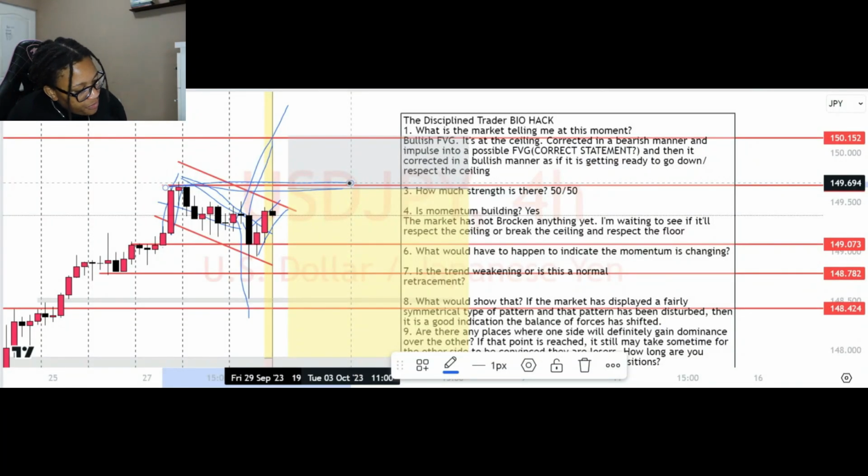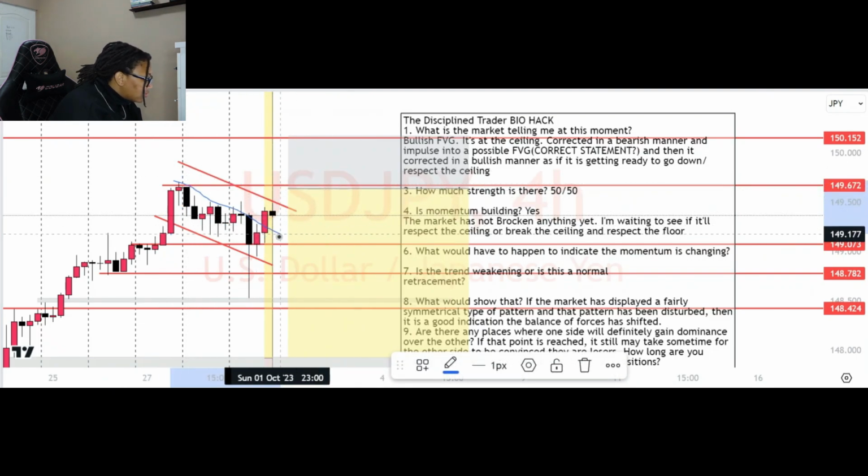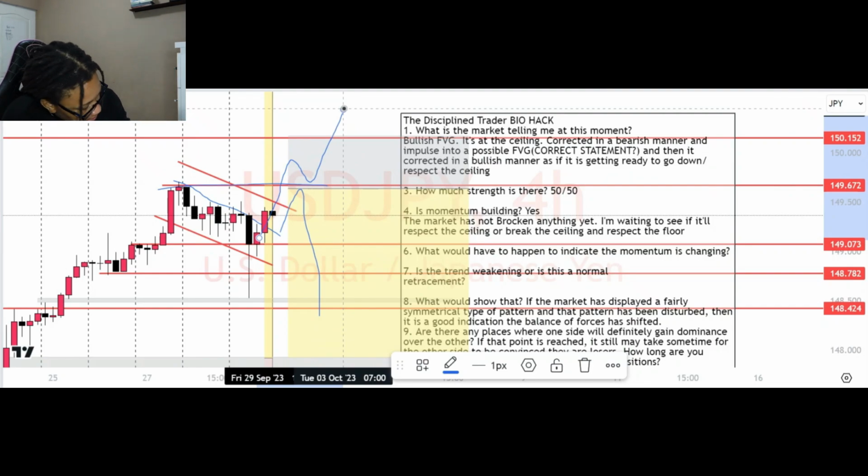So number 9 says, are there any places where one side will definitely gain dominance over the other? Definitely yes. At this area right here, market could come down, right? Play here and go back down, like I said, right here at the ceiling. Or it can come, break the ceiling like that. And then it says, if that point is reached, it still may take some time for the other side to be convinced they are losers.